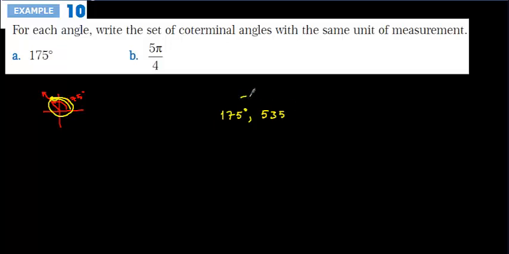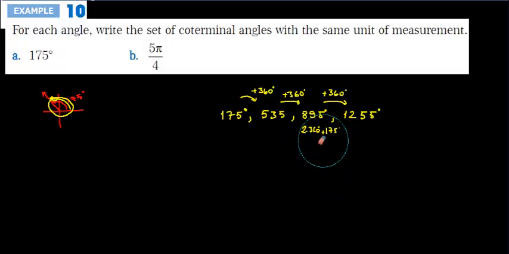The coterminal one to this is 535. How did I get this? I add 360 degrees. Again if I add 360 degrees, it's going to be 895 degrees. If I add one more time 360, it's going to be 1255 degrees. All these angles refer to the same angle in the plane. Here 535 is 360 plus 175, and 895 is 2 times 360 plus 175 degrees. So they refer to the same angle.